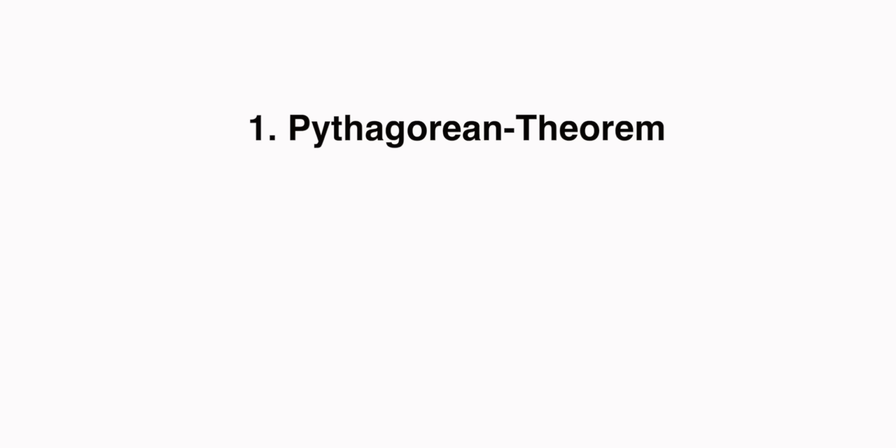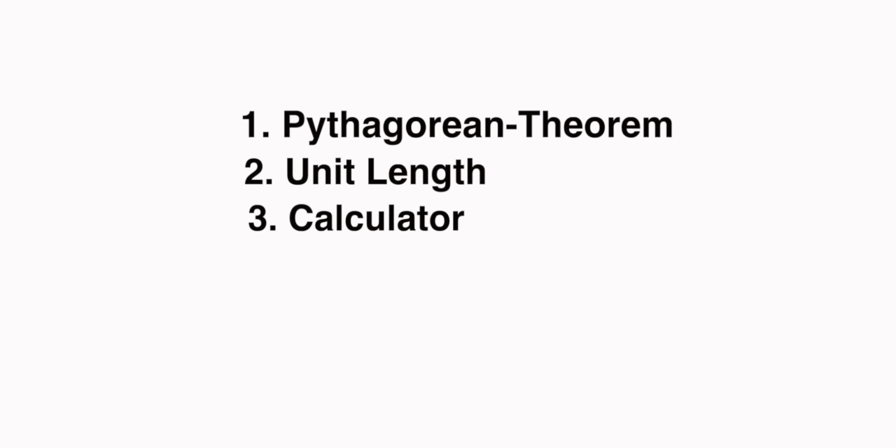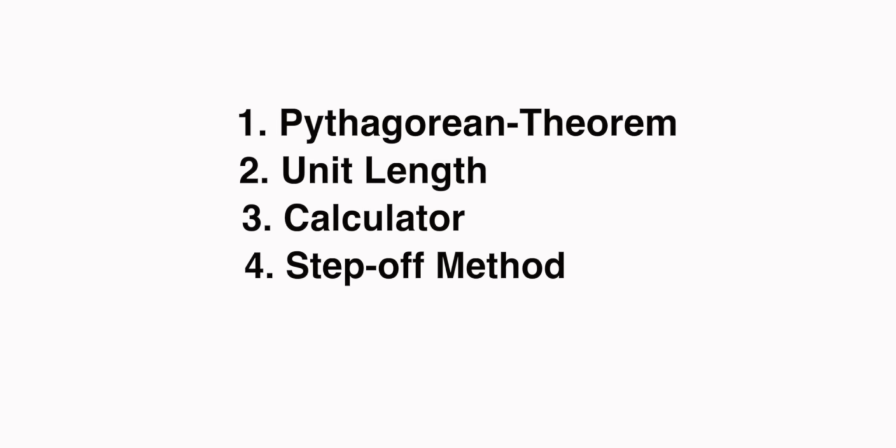In today's video, we're looking at the simplest and easiest way to lay out a common rafter. For those of you that don't know, there are four main methods for laying out common rafters, and they are the Pythagorean theorem, unit length, a calculator, and the step-off method, which is what we are covering today. Out of all of them, the step-off method might be the easiest one to understand, and that's why a lot of trade schools actually begin with teaching this method.